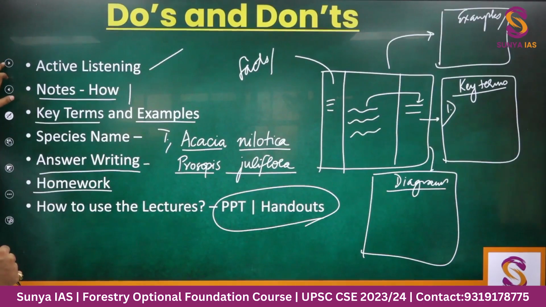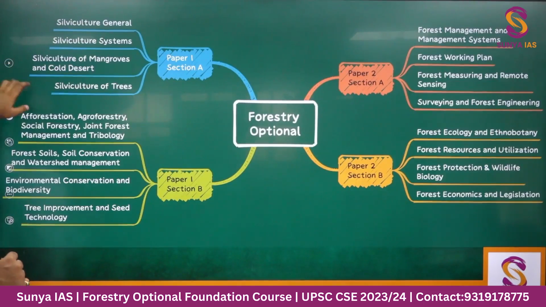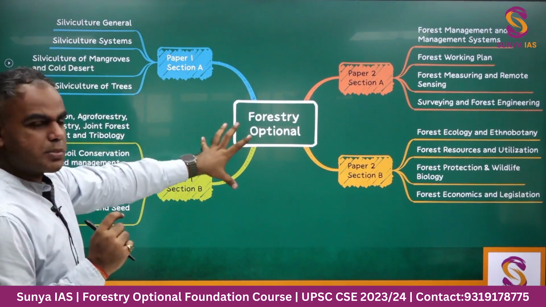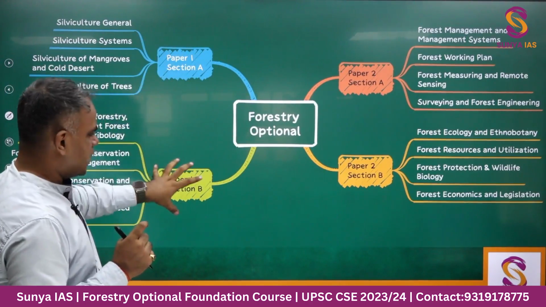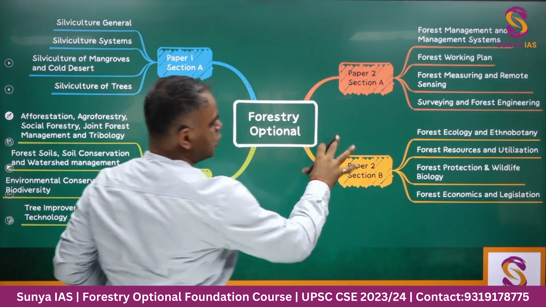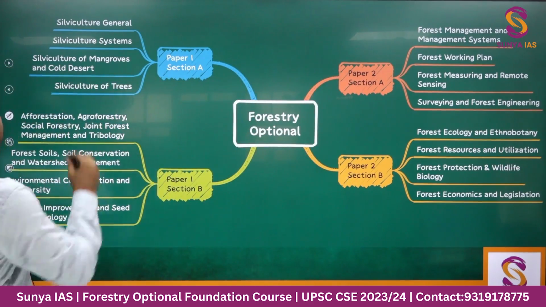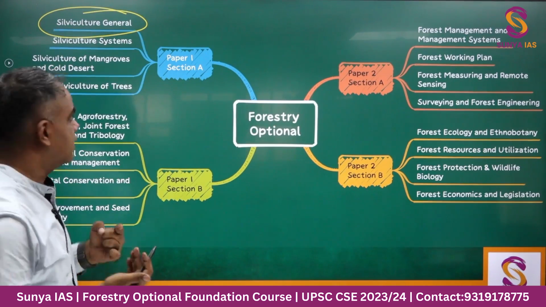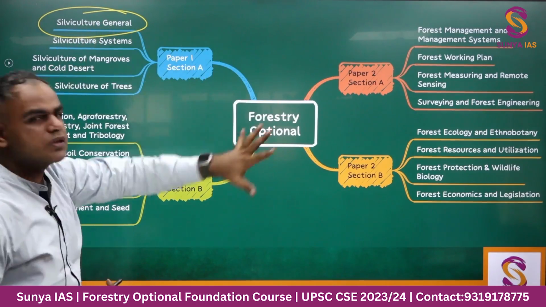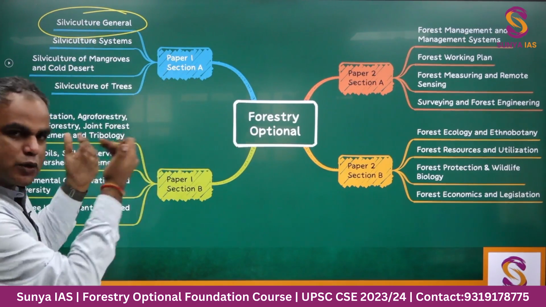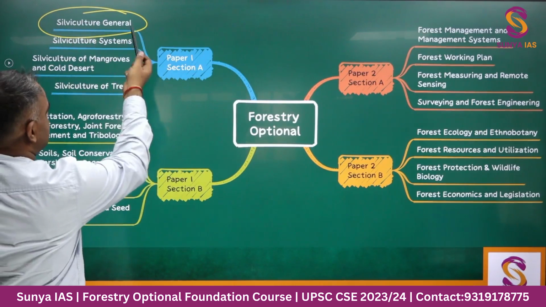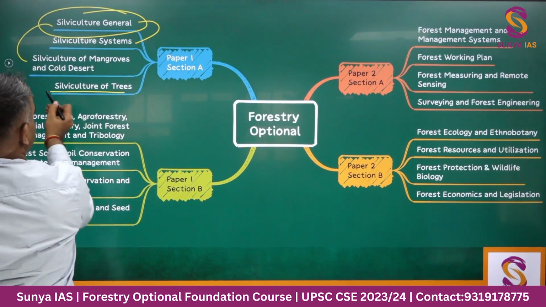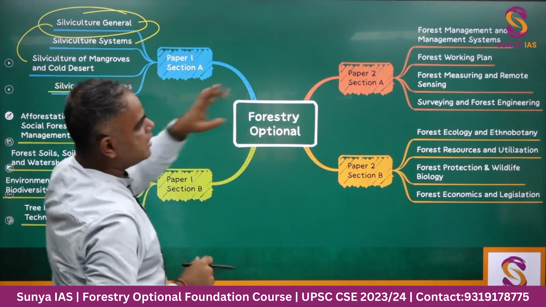The topics I think are already clear to you. Again, this is one map we are going to see again and again. This is forestry optional: paper 1 section A, paper 1 section B, paper 2 section A, paper 2 section B. We are starting with silviculture general. Now this topic is spread throughout the paper. And you will also see in today's lecture that when I discuss silviculture general, I will be referring to silviculture systems. I will also be referring to mangroves, silviculture of Indian trees, these portions and these portions.